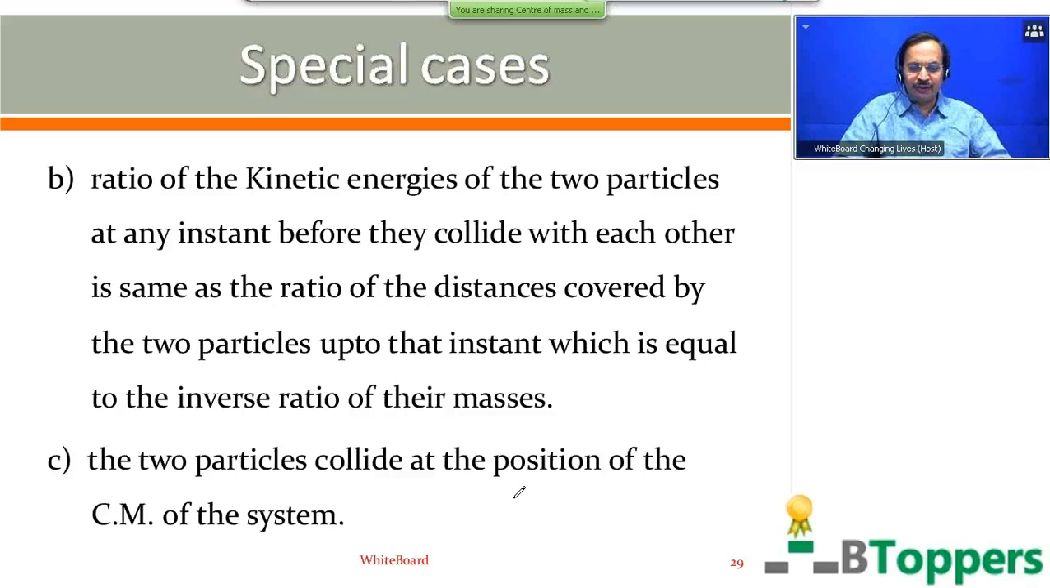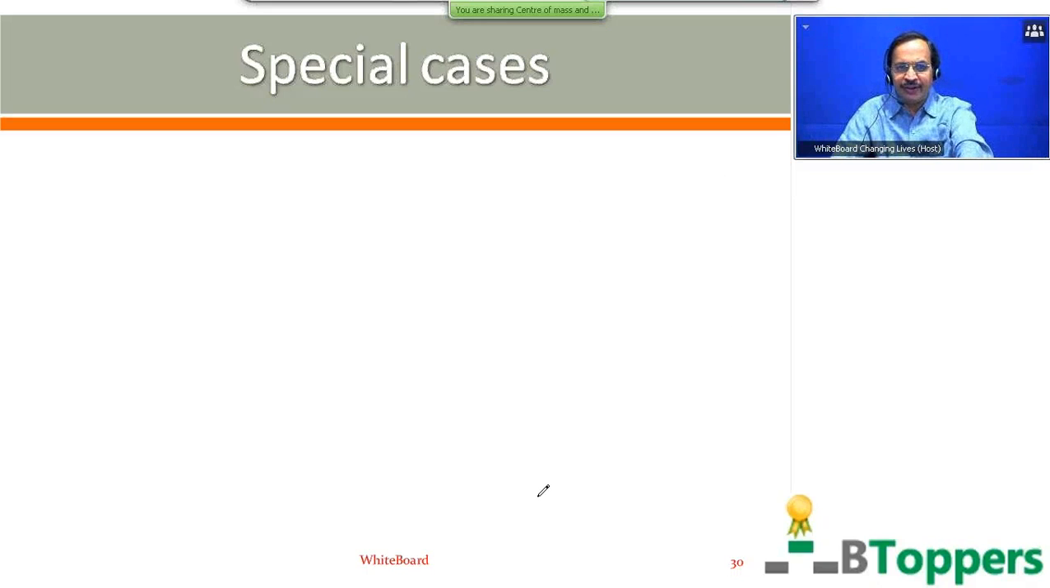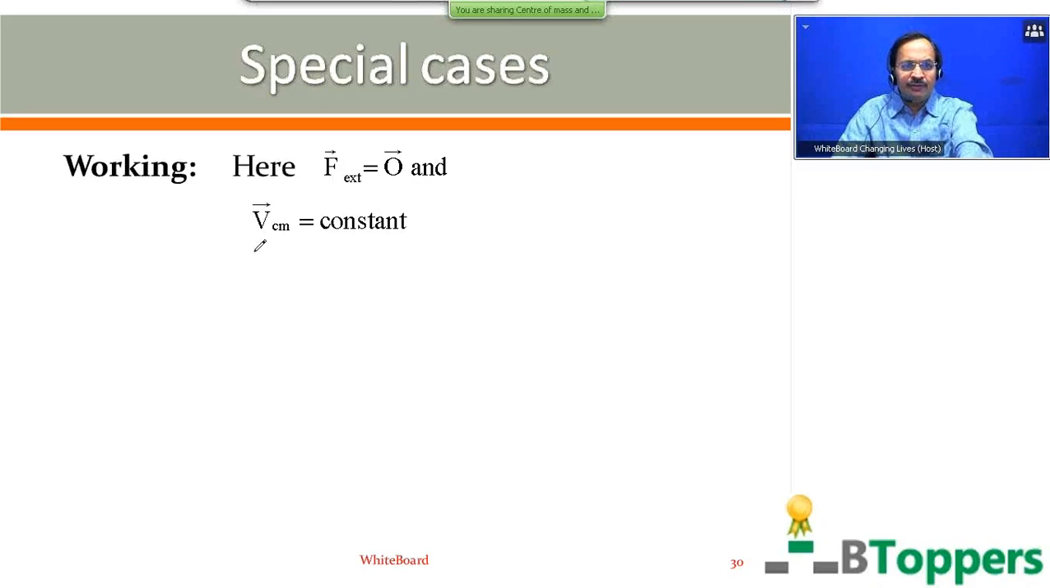I am going to show the working for these conclusions, which I have already discussed. Here F bar Ext is 0 bar. That means the net external force on the system is 0, and VCM bar is constant. VCM equal to UCM. That means final velocity of center of mass at a later instant is the same as the initial velocity of center of mass at the earlier instant.